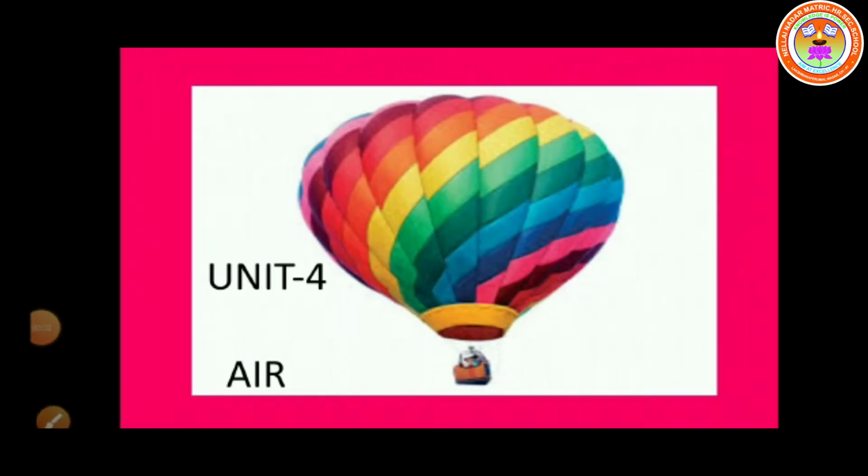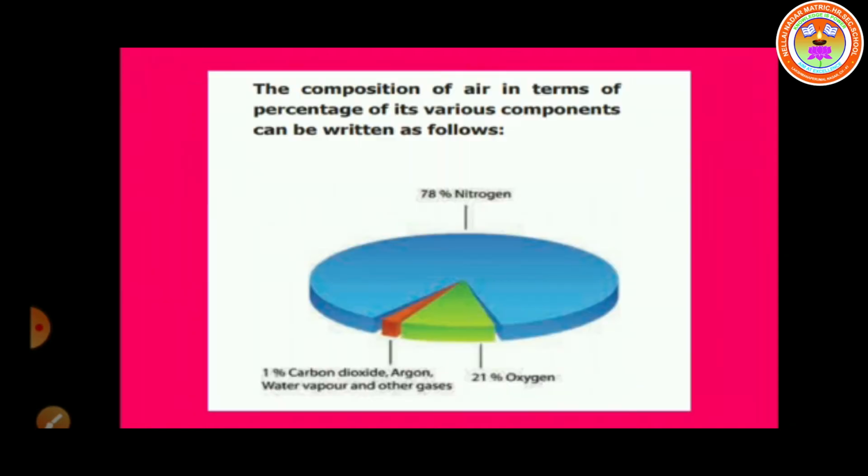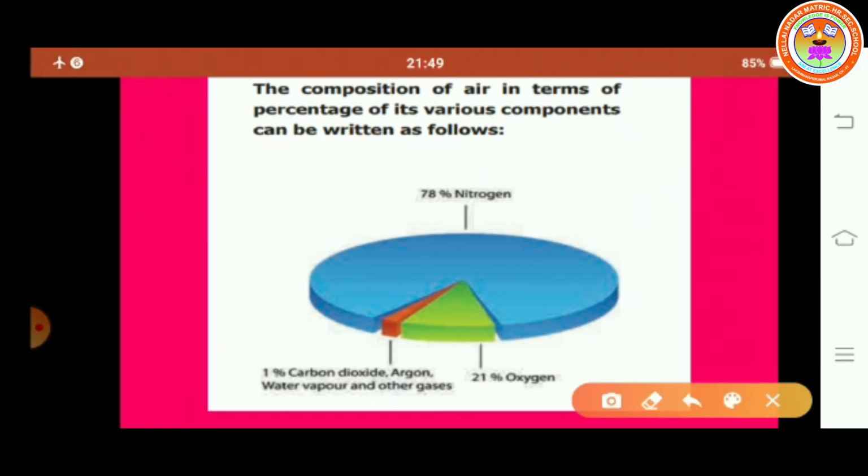Today we are going to discuss Unit 4 Air. The topic is composition of air. Students, in the previous class we discussed Joseph Priestley's experiment. From Priestley's experiment, which was followed by Ingenhousz and Rutherford, we came to know that air was not just one substance. We will now describe what air is made up of. This is called composition of air, because air is made up of so many gases.